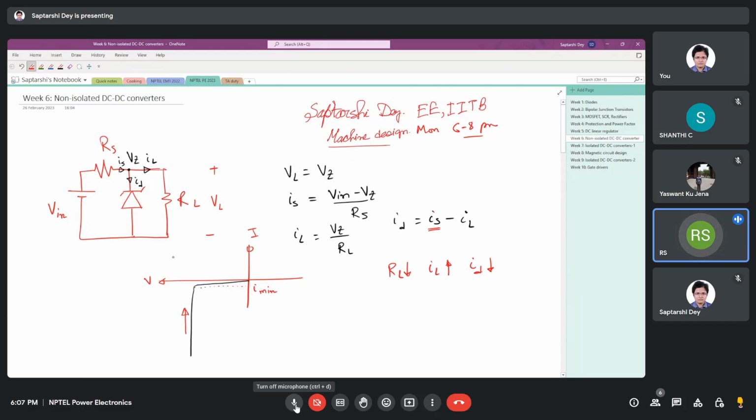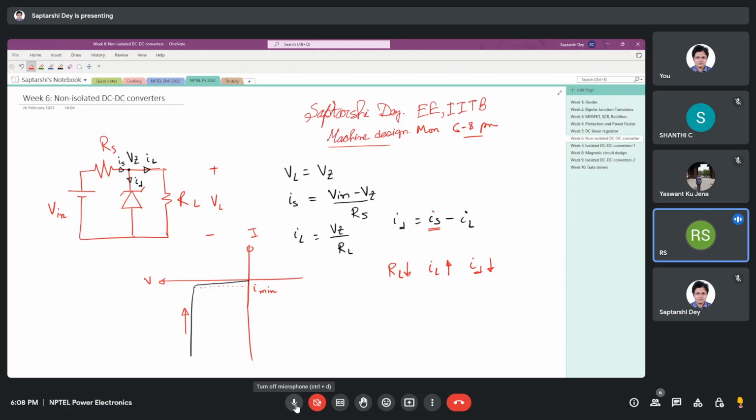For calculating this RL, they are assuming the current is coming from here, the IS. They allow all the IS to flow through RL. That is this IS. They are taking this source. Source is fluctuating between Vmax and Vmin. They are calculating this RL when the source voltage is at Vmin.